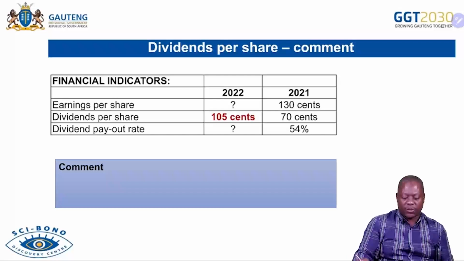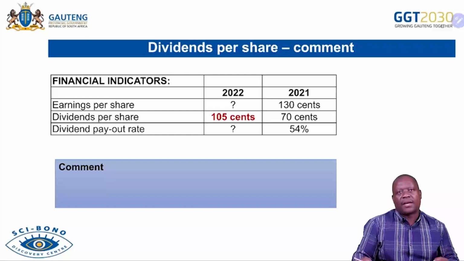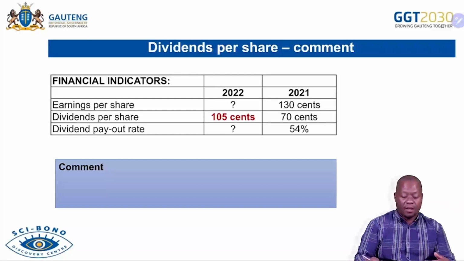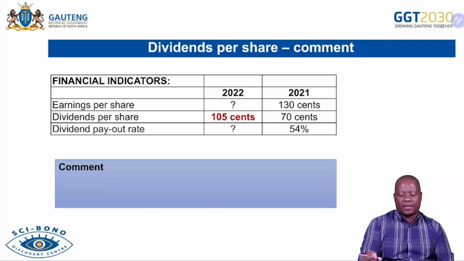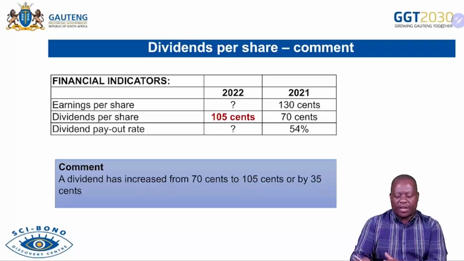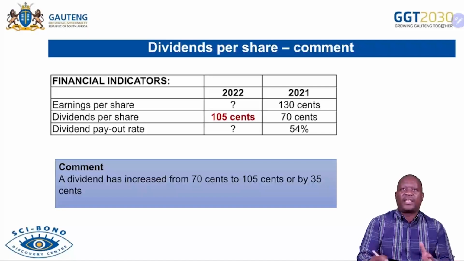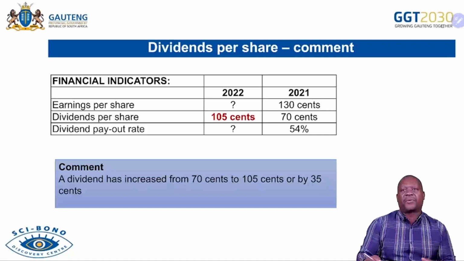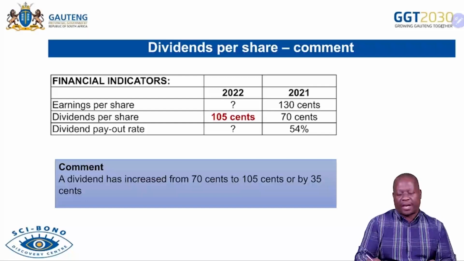Now let's look into the information as we are given. Let's assume there was a need for us to comment on this. What are we going to say? The dividends per share increased from 70 cents per share in 2021 to 105 cents per share in 2022. Now, we can just find the difference between the two figures and say the dividends per share have increased by 35 cents, which is still correct.